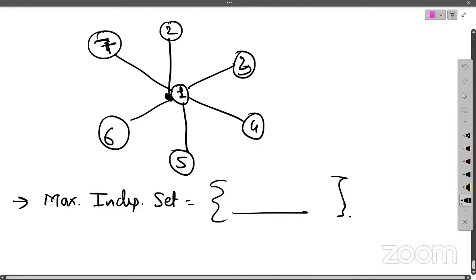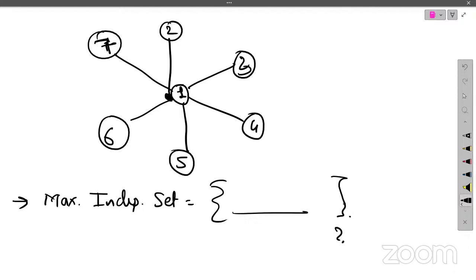One only. Maximal. I don't want minimum. Obviously, 1 will be an independent set, but you have to consider maximal. Again, you want the maximal number of vertices to be a part of your independent set. 6. Okay, so what are those 6 vertices? 2, 3, 4, 5, 6, and 7, except 1. Correct.